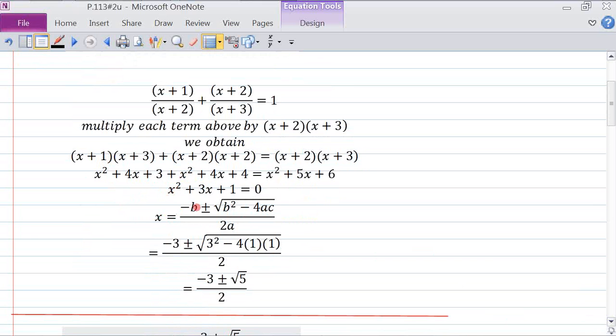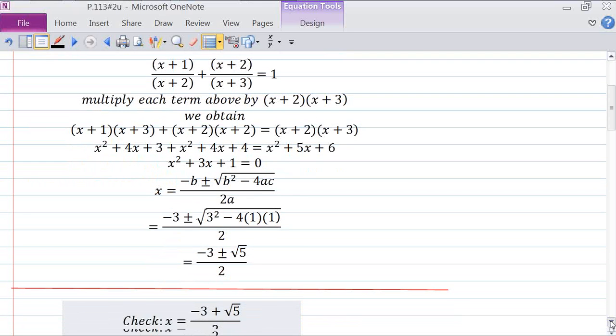and I get, substituting in here, b is 3, so minus 3 plus or minus the square root of b squared, which is 3 squared, minus 4, a is 1, c is 1. The coefficient of x squared is 1. So I have 9 minus 4, which gives me 5 under the square root sign. So I have minus 3 plus or minus root 5 over 2 as the exact solution.